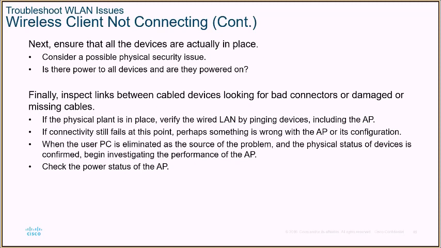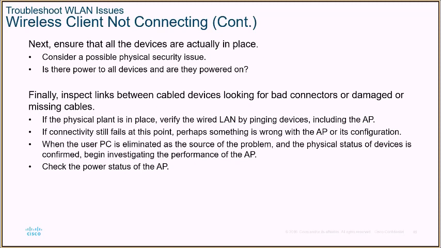Is there power to all devices? Are they all powered on? And then you should inspect the links between the cable devices, looking for bad connectors, damaged or missing cables. The physical plant is in place. Verify the wired LAN by pinging devices, including the access point.